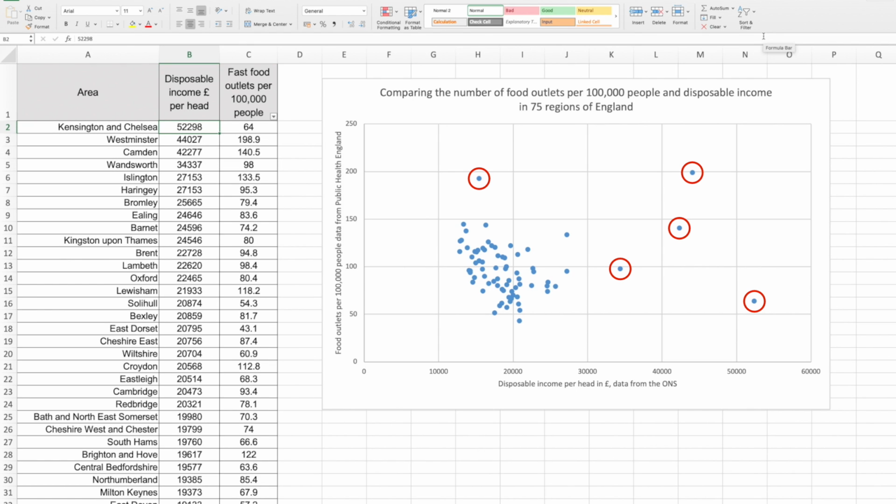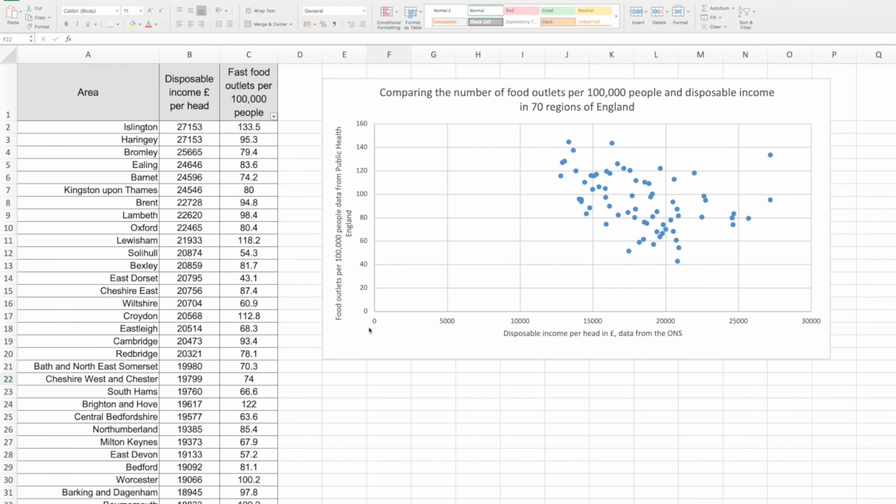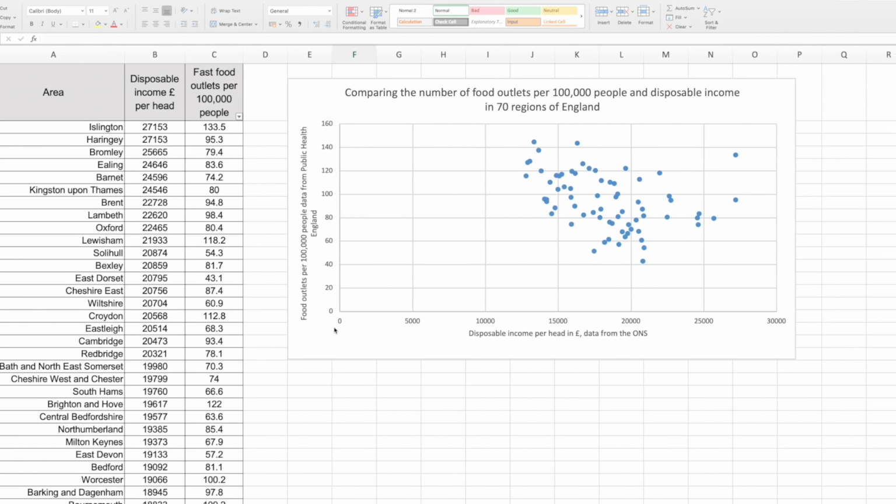In situations like this, where there appears to be data points that lie well away from the other observations, and there seems to be a reasonable explanation as to why this is, then we may consider these as being outliers and so remove them from the data. Let's look at what happens when I delete the outliers. The diagram certainly looks different.